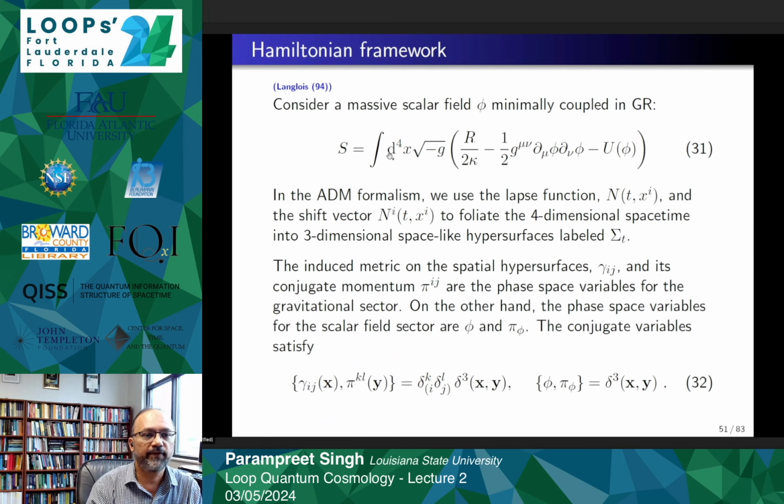So the main idea is that we start with a massive scalar field like an inflaton, which is minimally coupled in GR, which has an action which is given by this. Here kappa is going to be 8 pi G throughout this part of the slides. In the ADM formalism, we use a lapse function and a shift vector to foliate the 4-dimensional space-time into 3-dimensional space-like hypersurfaces. The induced metric on the spatial hypersurfaces I'm going to denote by gamma_ij, and its conjugate momentum is pi^ij. Similarly, you can write down the phase space for matter, the inflaton, phi and pi_phi, which satisfy these Poisson bracket relationships. This is in full glory, full inhomogeneity, and so on.